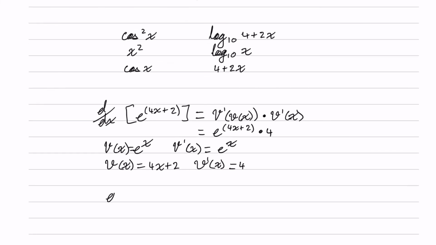So to summarize this, the derivative of e to the 4x plus 2 is equal to e to the 4x plus 2 times 4. And that is an example of how we would use the chain rule.